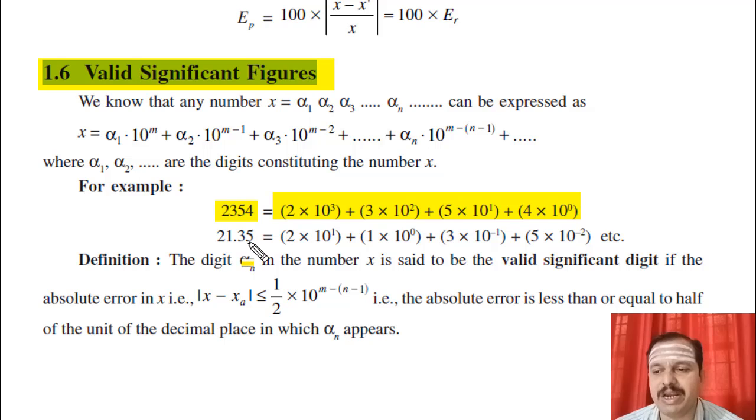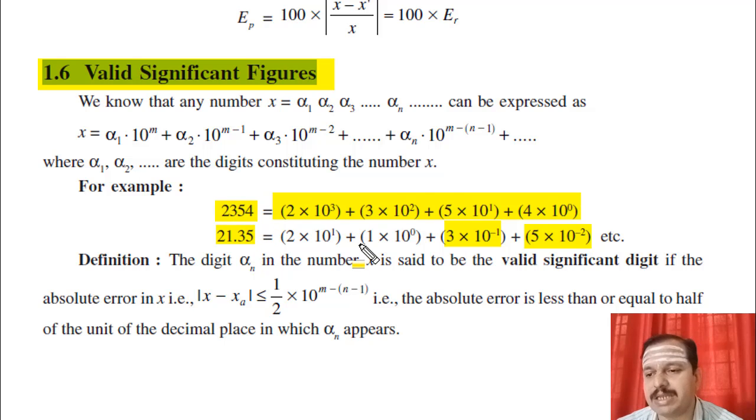So it is 3 into 10 to the power of minus 1, because 0.3 means 3 by 10. So 3 by 10 means 3 into 10 to the power of minus 1. This is 0.05. That is nothing but 5 divided by 100, and 5 divided by 100 is nothing but 5 into 10 to the power of minus 2. So this thing we very well know from our primary school.